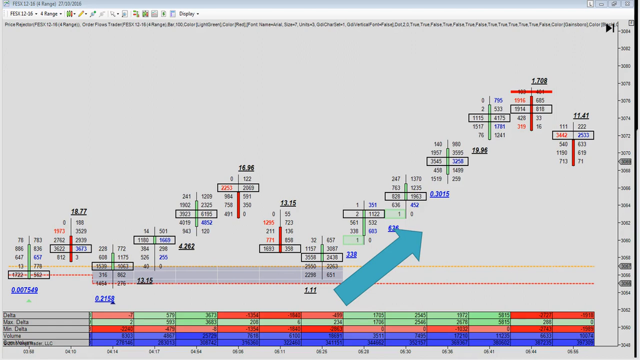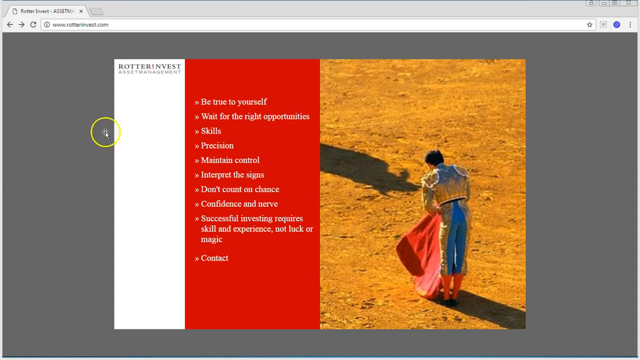If you know Paul Rotter, he's got Rotter Invest asset management. He's got these rules on his website. You just go to Rotter Invest. I just happened to search it on the web. These are his trading rules. Be true to yourself. Wait for the right opportunities. Skills, precision, maintain control, interpret the signs. Don't count on chance. Have confidence and nerve. Successful investing requires skill and experience, not luck or magic. But these rules here are actually very, very true.